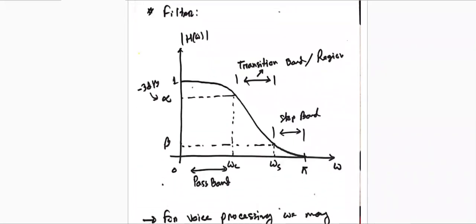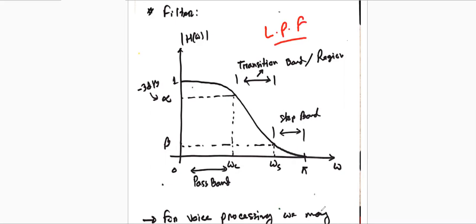So this is the fundamental architecture of a filter. We know that the filter has different regions: the pass band, the transition band, and the stop band. They have their own characteristics, and we are marking the pass band from here. This is of course a low-pass filter.